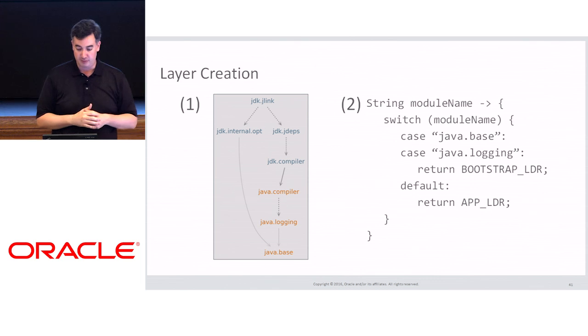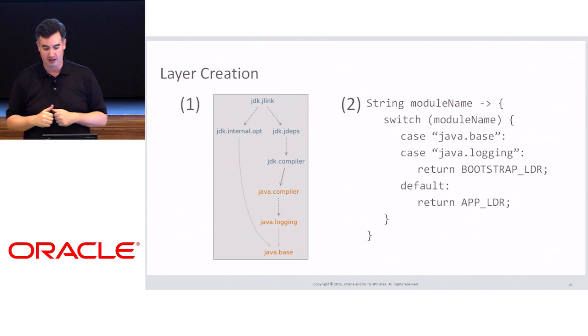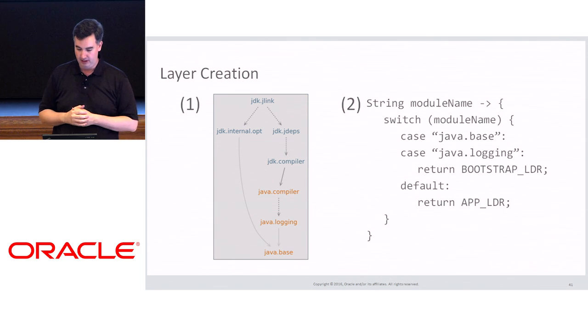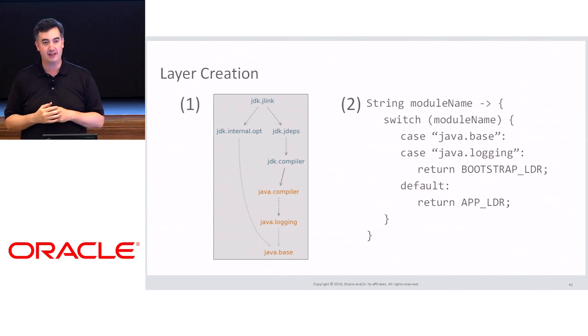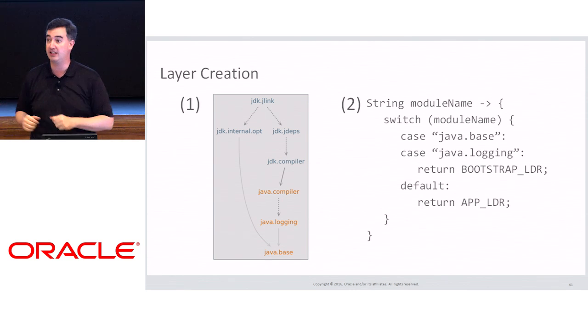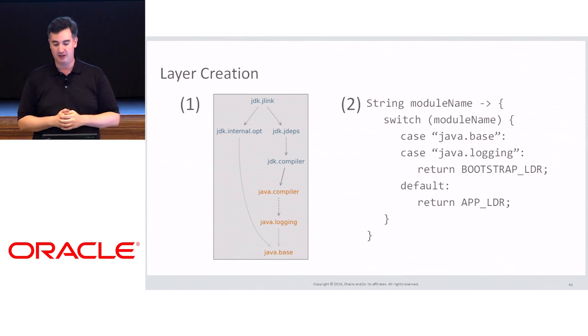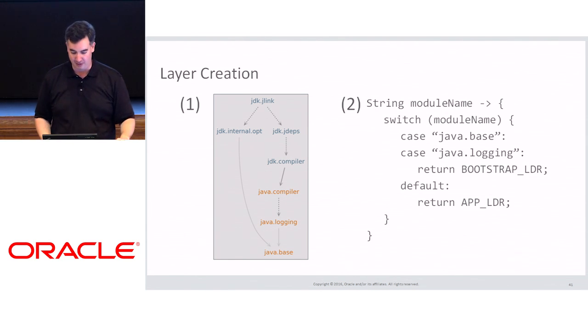A layer is created from two things, a graph of modules and a function that maps modules to loaders. On the left is the graph from resolving the jdk.jlink module, which contains the jlink tool for building runtime JDK images. On the right is a lambda expression mapping modules to the Bootstrap loader and the application loader.